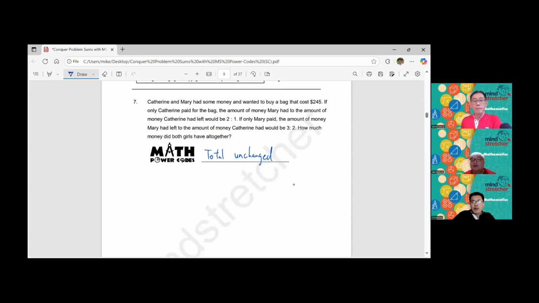Okay. So let's look at this question here. Yeah, just now I think I saw someone saying that this power code is double if. You are not wrong also.